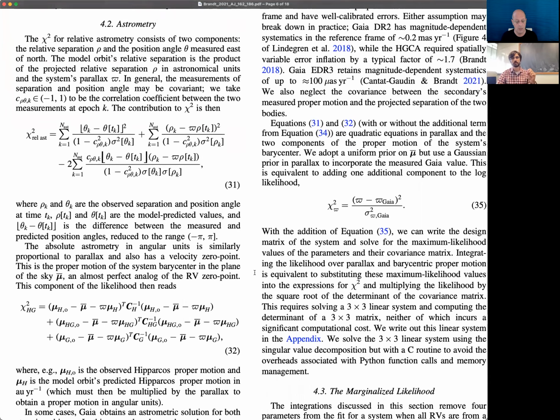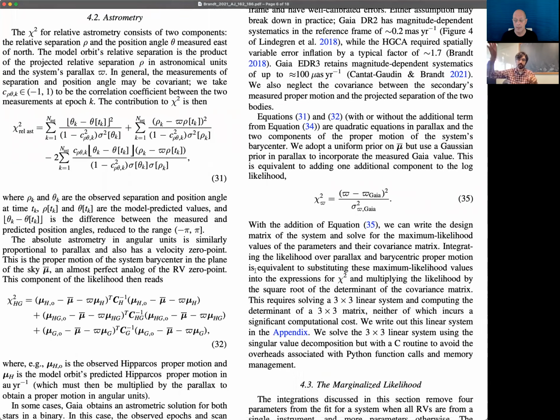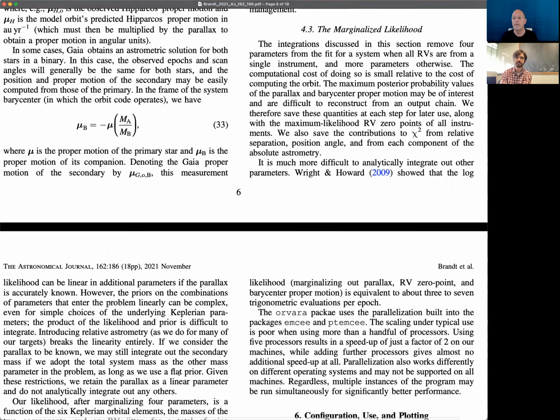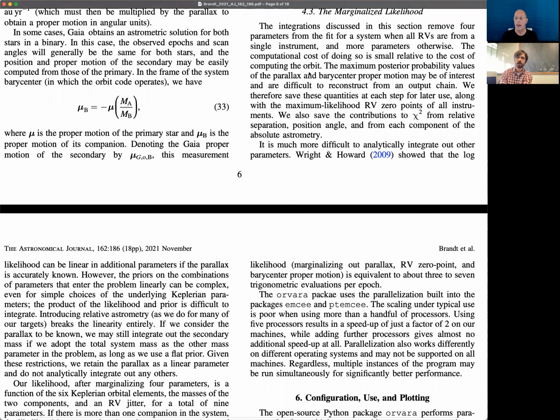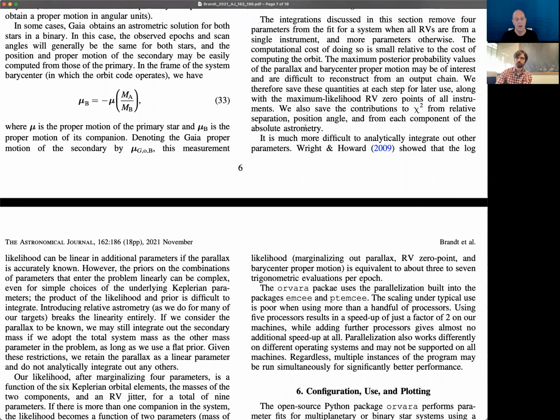You have information for the central star, you have an indication of a companion around it, and then you have an outer body with a proper motion measurement, and we can include that. So the marginalized likelihood explicitly does marginalize over these things. It still leaves us with a lot of parameters that we cannot analytically marginalize over. So there are the Keplerian orbital elements, the mass of the primary and the secondary, and the RV jitter, and we're still going to have to constrain those, and we resort to Markov chain Monte Carlo for that. Okay.